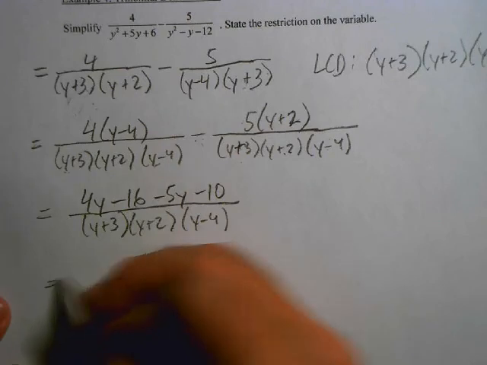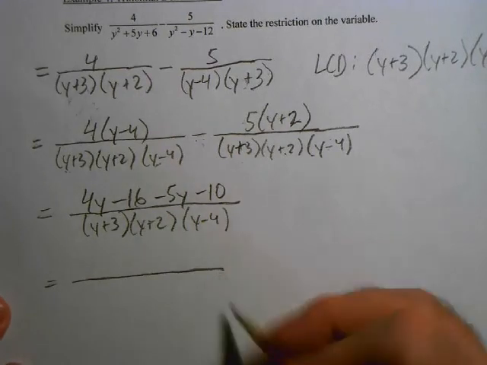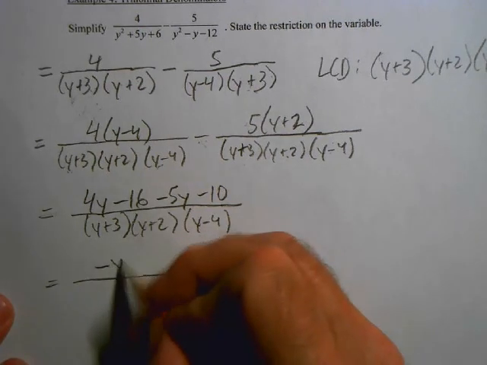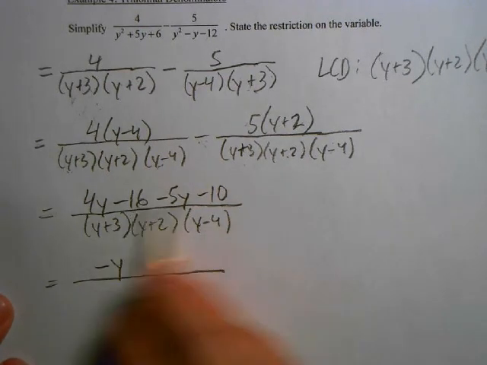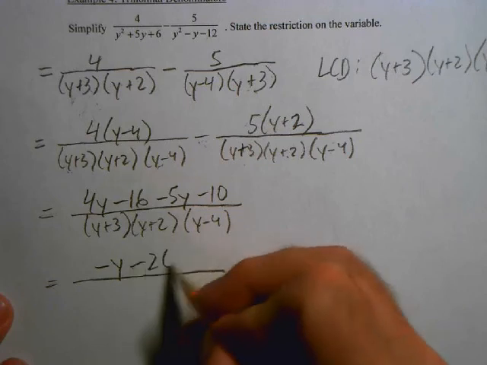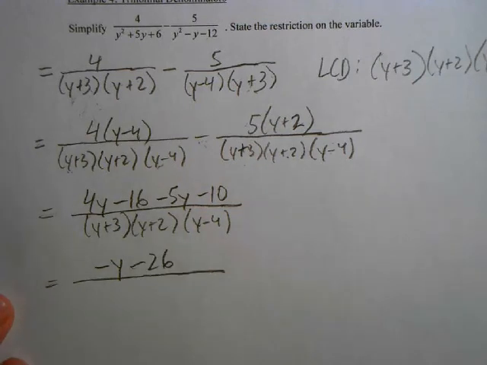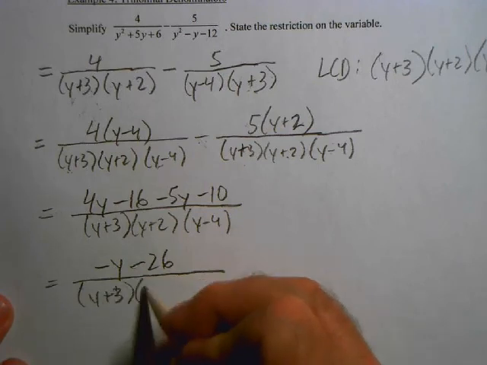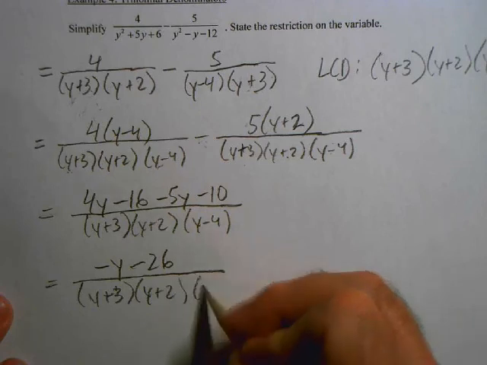So now we just simplify the top. So I have 4y minus 5y, so that's negative y. And I have negative 16 minus 10, that's negative 26. And on the bottom, I have y plus 3, y plus 2, y minus 4.